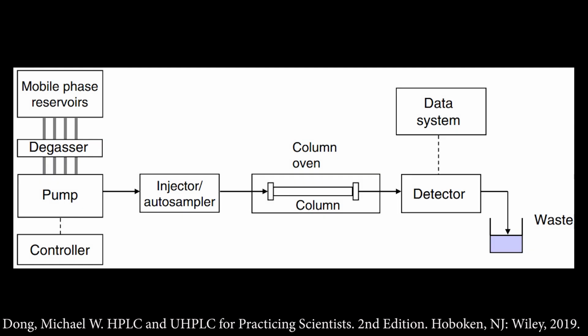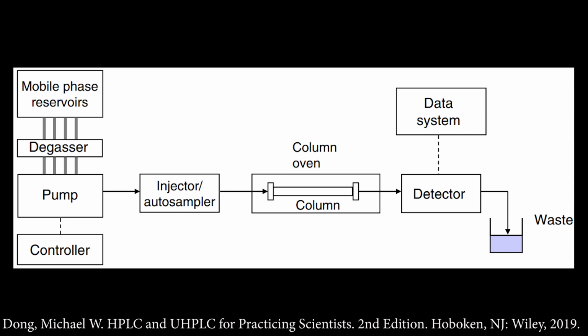Here's a nice schematic of an HPLC system. You have to have mobile phase reservoirs. This is really just going to be big containers. Most of the time you just use the container that the solvent came in. So these are big solvent containers full of plenty of mobile phase. Then you have to have what's called a degasser. That's a lot more important than you think.